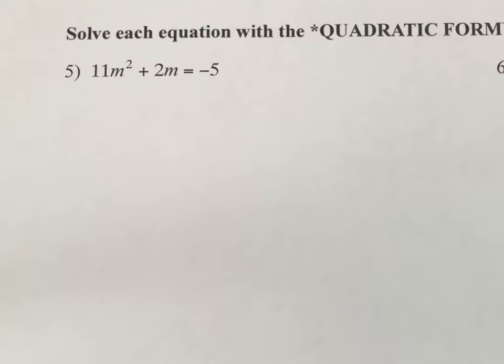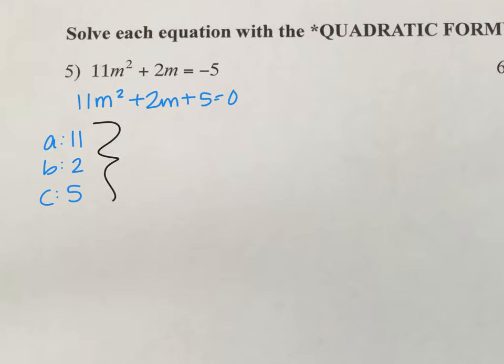All right. Okay, I am aware that some of these are tricky, so just stick with me. They should be hopefully getting a little bit easier. All right, need to make it equal 0 first. So 11m squared plus 2m plus 5 equals 0. So my A is 11, B is 2, C is 5. No negatives, that seems like a good sign.